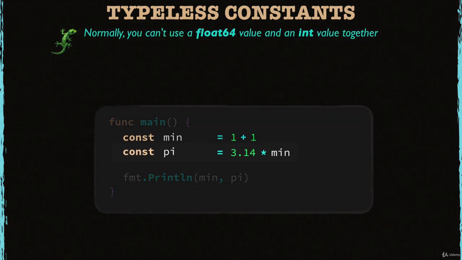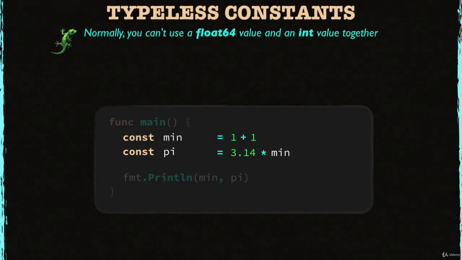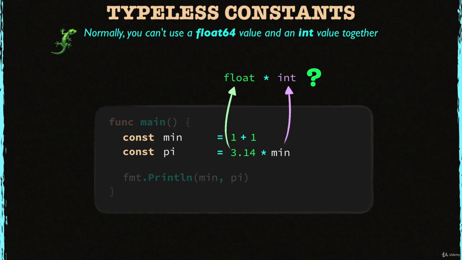As an example, look at the second constant here, pi. Look at its initial expression. In the expression, 3.14 is a float literal, right? And min is an integer. It multiplies a float value with an integer value. So how does it work? Remember, you can't multiply a float64 value with an int value. Go has a very strong type system. So how does this expression work then? Let's find out.